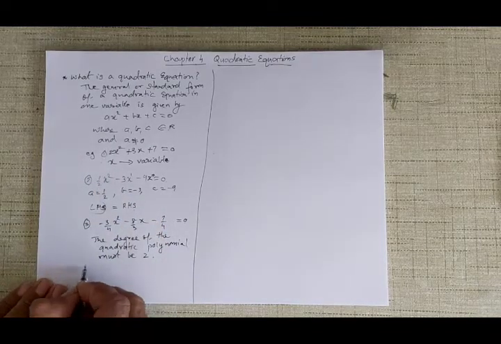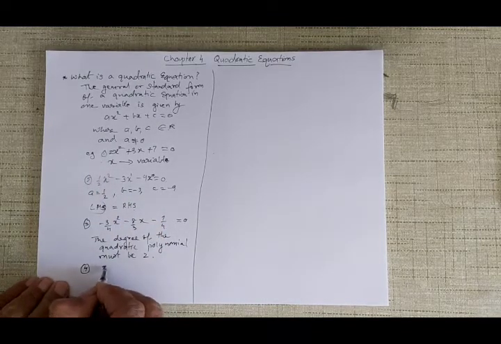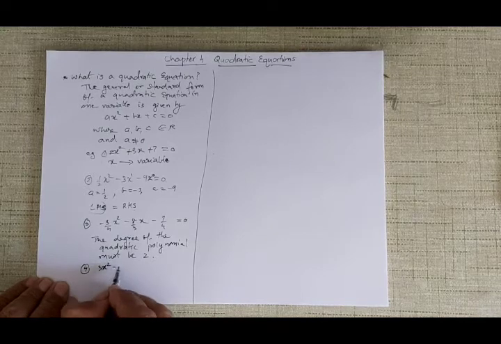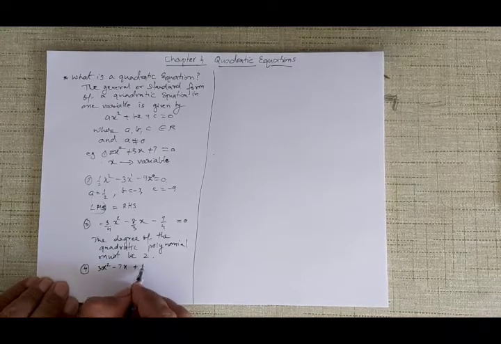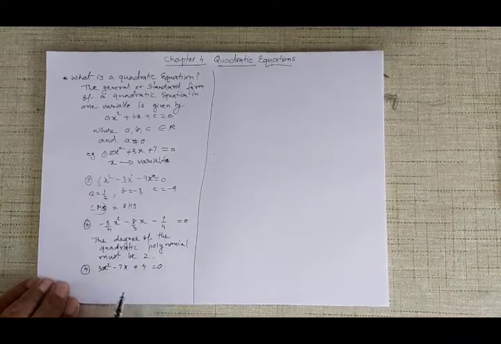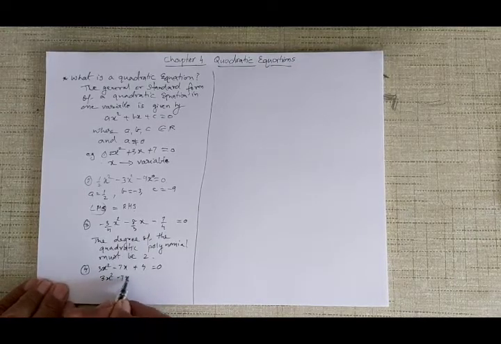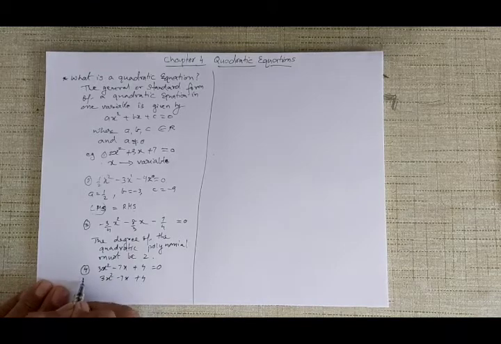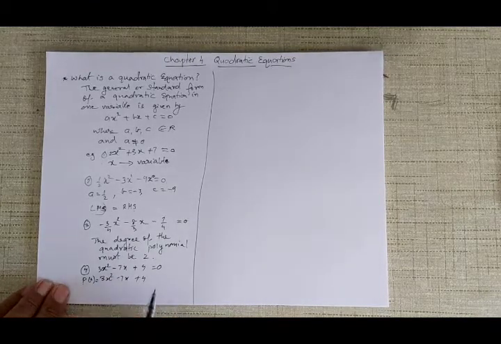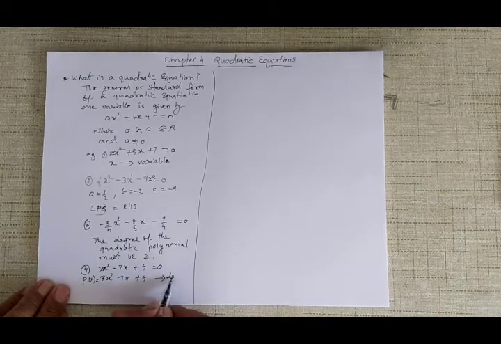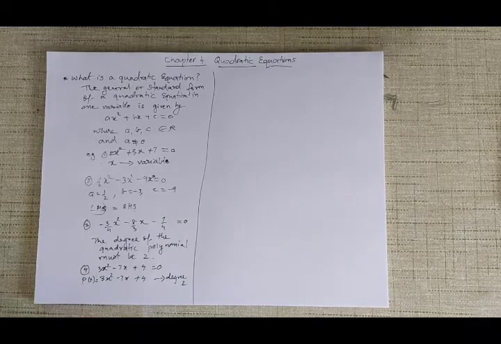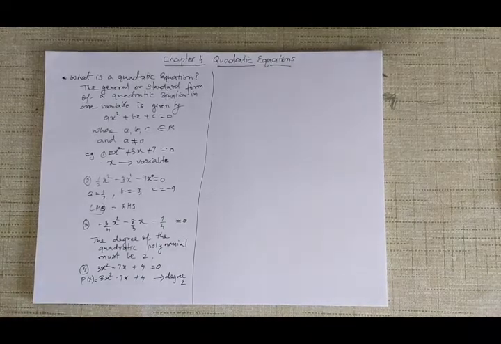Here, for example, let us take another one. 3x square minus 7x plus 4 is equal to 0. Here the quadratic polynomial is what? 3x square minus 7x plus 4. This is called a polynomial in x, and its degree is what? Its degree is 2. So therefore the corresponding equation becomes a quadratic equation.